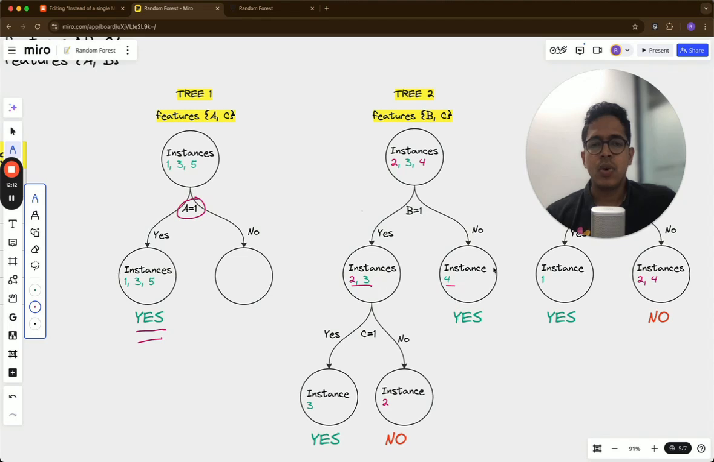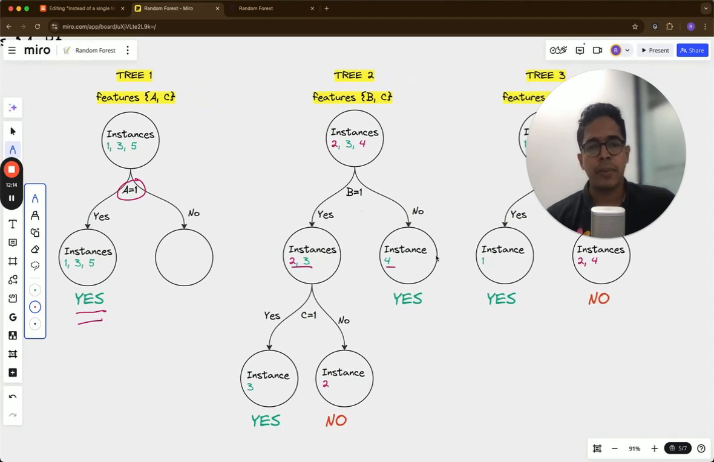Now this node, we don't have to split anymore because it's a pure leaf. There is only one data point and that data point belongs to obviously only one category. And since this is green, meaning yes, the prediction made by this node, which is a pure leaf node, will be yes.